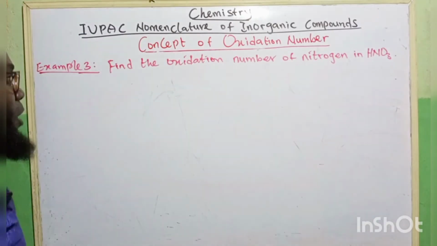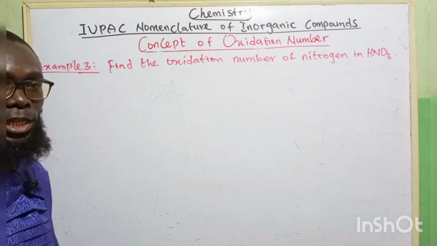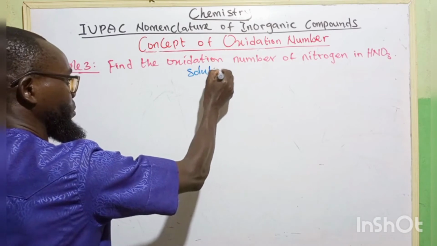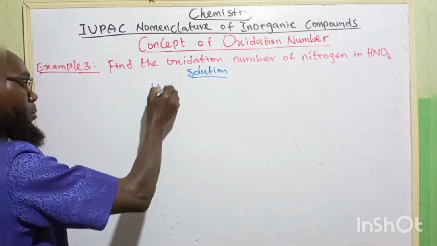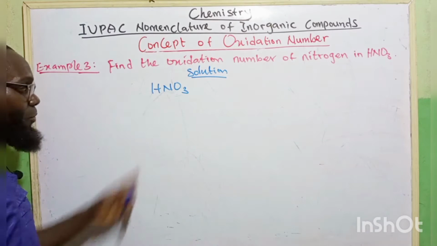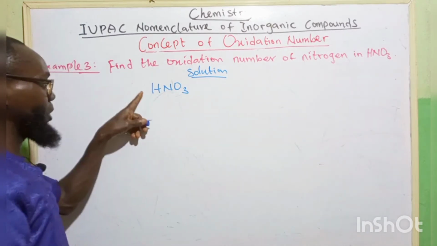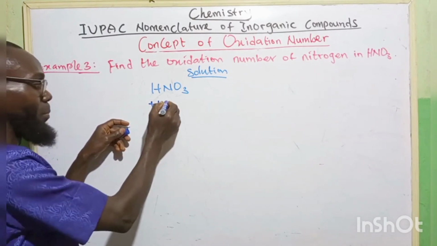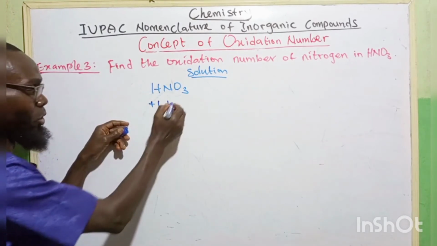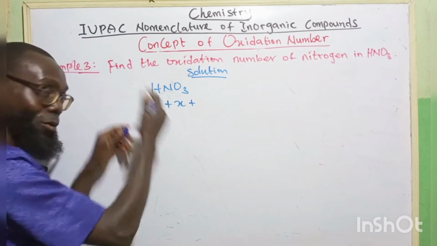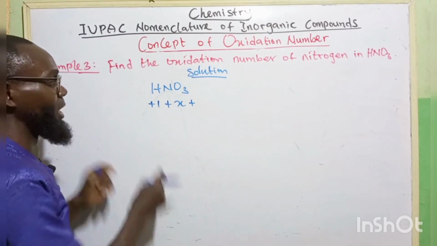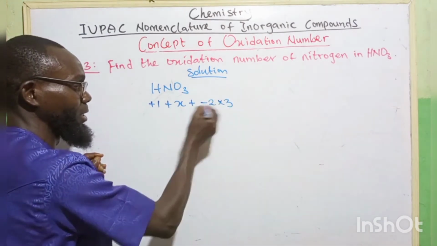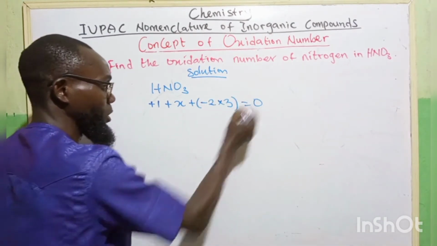Example 3: find the oxidation number of nitrogen in HNO3. So we want to find the oxidation number of nitrogen here. The oxidation number of hydrogen, as we know, is plus 1, plus nitrogen, an unknown x, plus again, we have to be adding the oxidation numbers together. The oxidation number of oxygen is -2 multiplied by 3. Open the bracket and close it, equals 0.